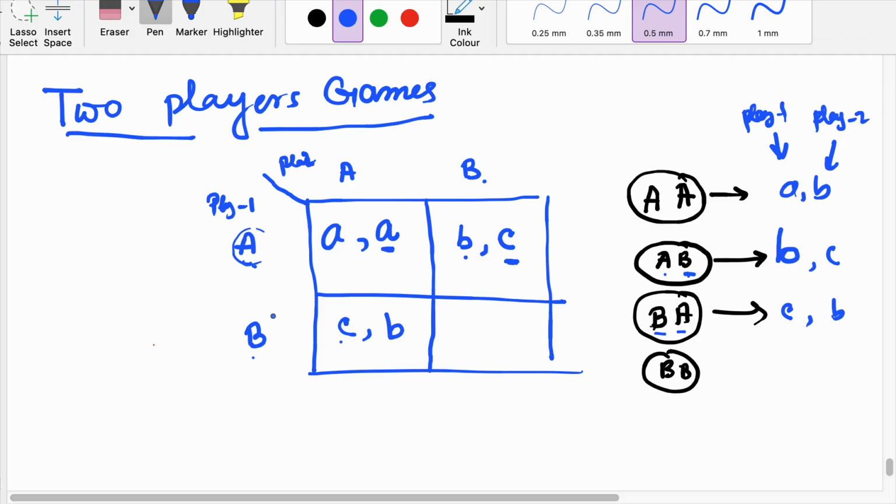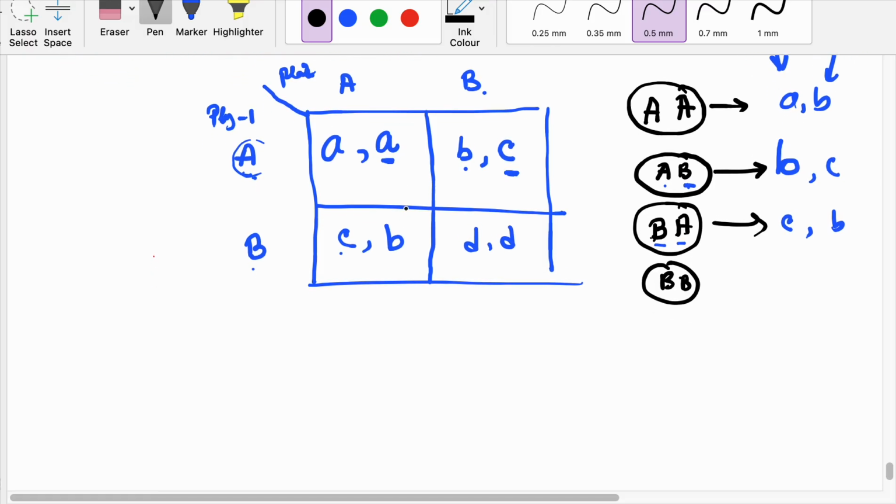Now, if both players play action B, they will get some other payoff, D. This is the payoff matrix.